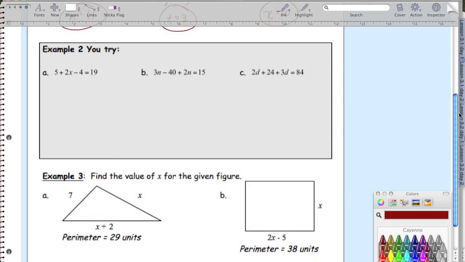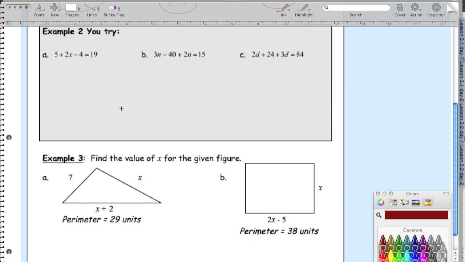Scroll on down. We have a few more to look at, only a few. Combining like terms, 5 and minus 4 is just 1, so 1 plus 2x equals 19. I'm going to subtract 1 on both sides. 2x equals 18. Divide by 2, divide by 2, x equals 9.